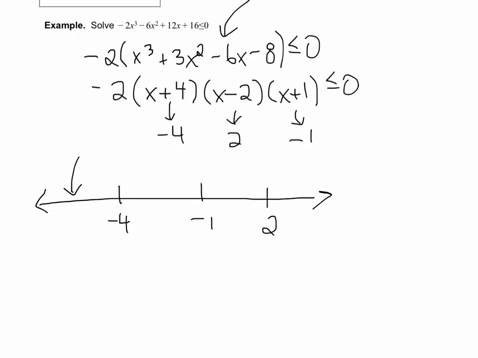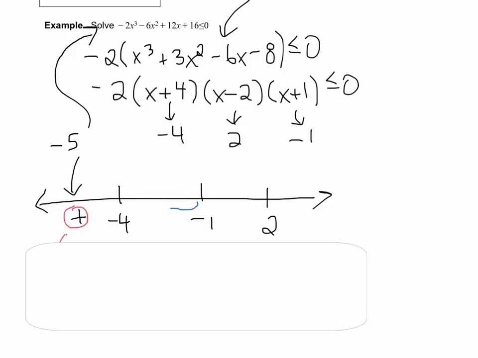So looking at the interval of values less than negative 4, what you're going to do is pick a value, say negative 5, and then plug it back into our polynomial equation. If you did that, you would get a positive value. Looking at our next interval, between negative 4 and negative 1, pick a value like negative 2. If you plug negative 2 back into this polynomial function, you should get a negative value.